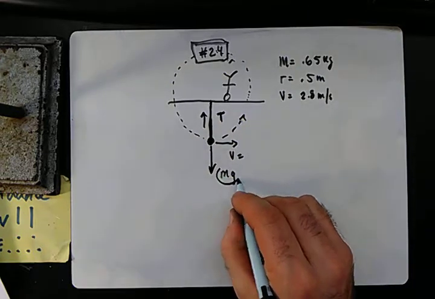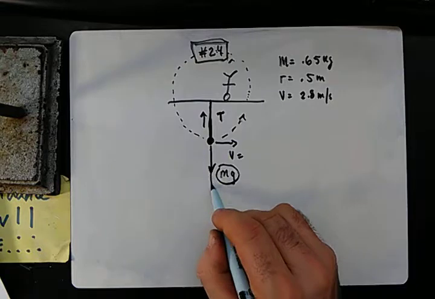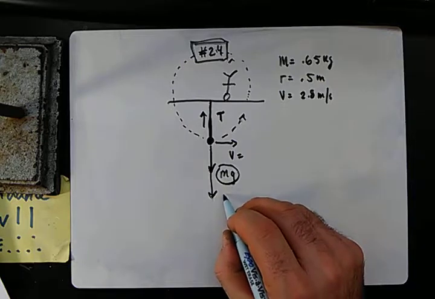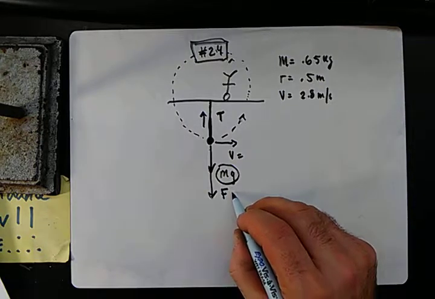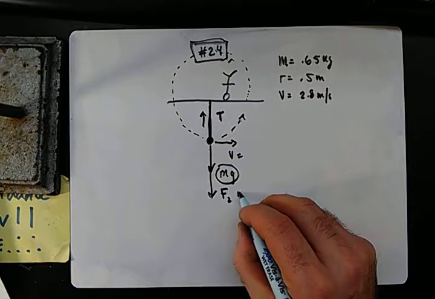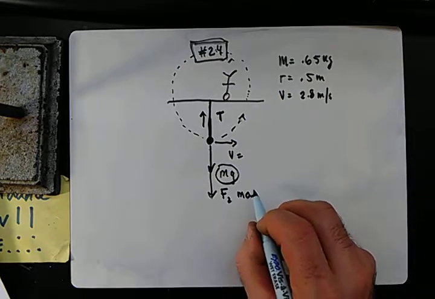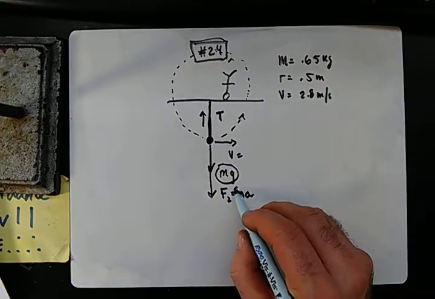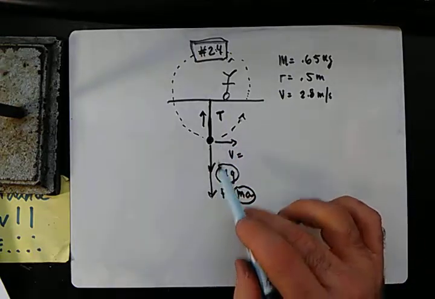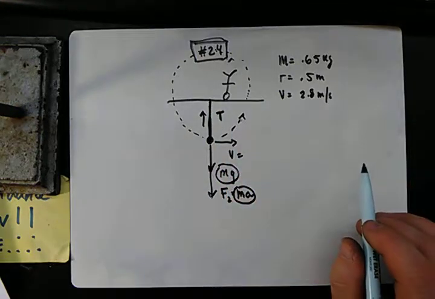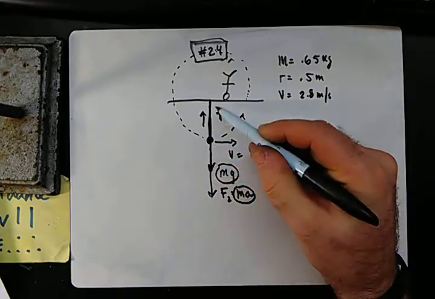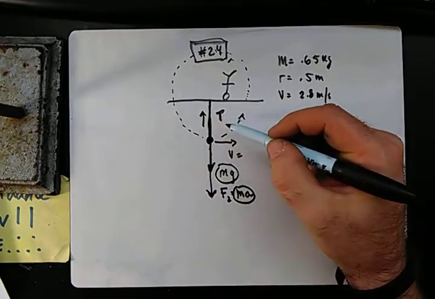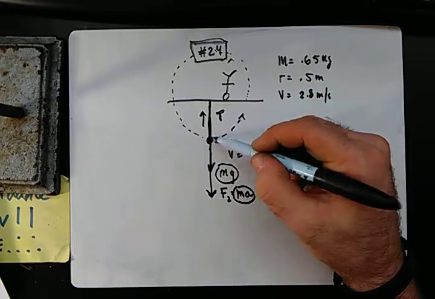So we've got force number one, which is the weight. And then we've also got force number two, which is equivalent to the mass times the acceleration of the object. The object is accelerating. So at the bottom of the string here, the bottom of our swing, we are going to experience more tension or more apparent weight right here.